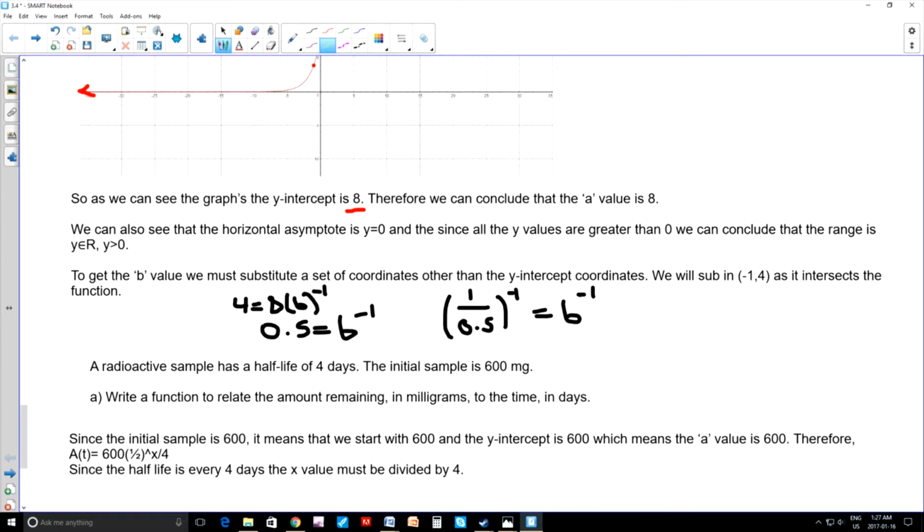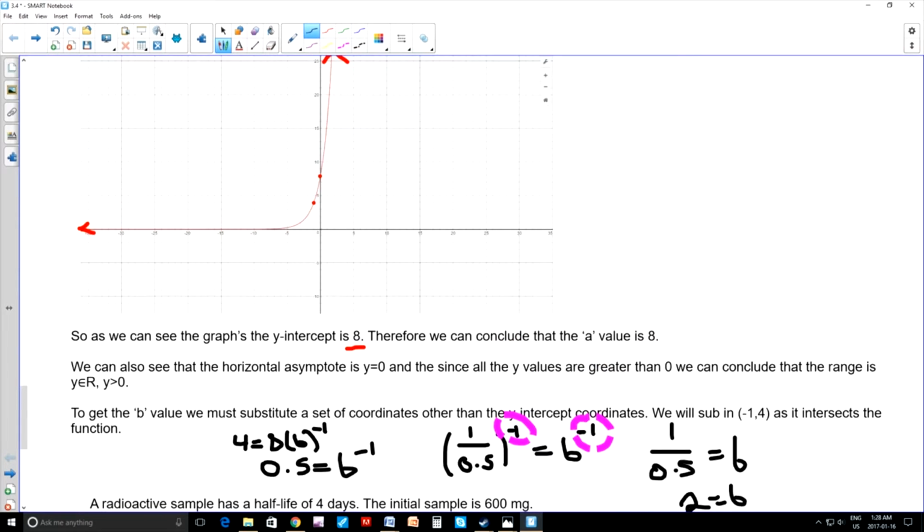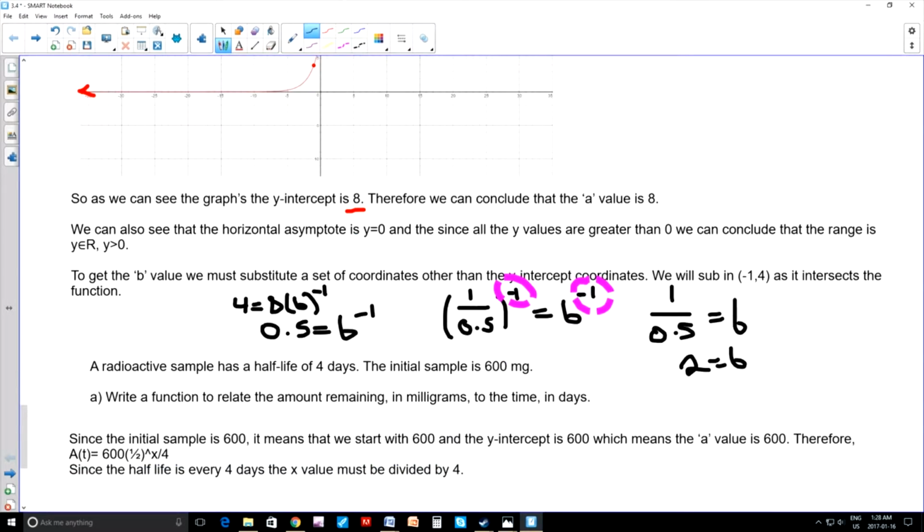Now, since these exponents are the same, what we can conclude is that 1 over 0.5 must equal b. Now 1 divided by 0.5 is 2. So 2 must equal b, which is correct because when I made this graph, that's the exact same formula that I put in. It was 8 times 2 to the power of x.